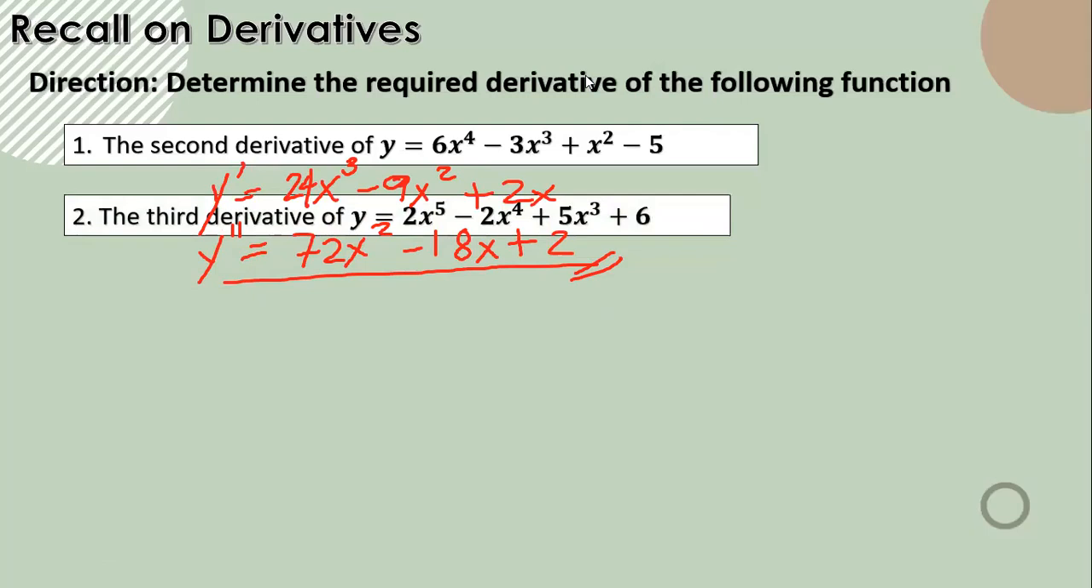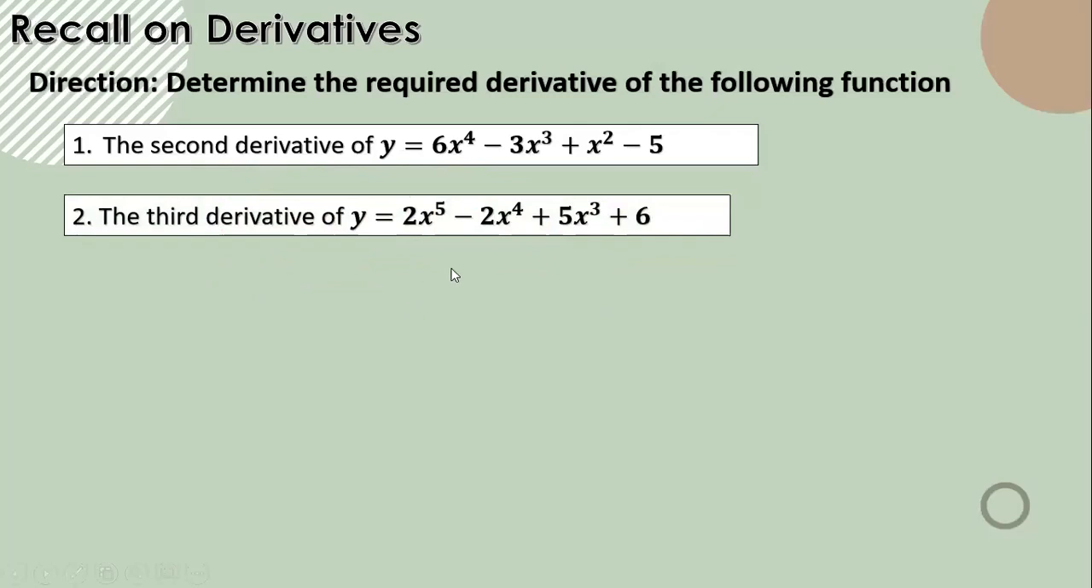Now for the second item, we have to find the third derivative of y is equal to 2x to the fifth minus 2x to the fourth plus 5x cubed plus 6. Again, we have to derive this function thrice. So we find first the first derivative. That will be 5 times 2, we have 10x, 5 minus 1, so the exponent becomes 4. And the same goes for the succeeding terms.